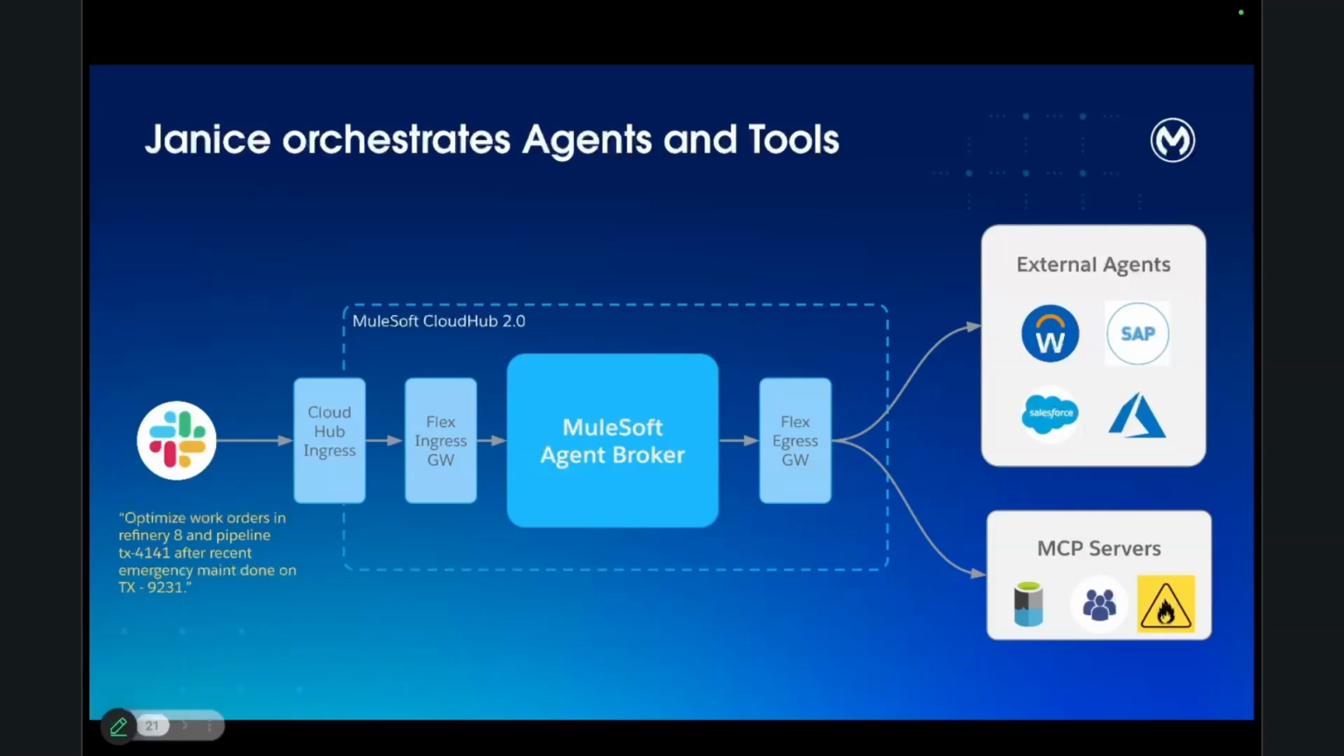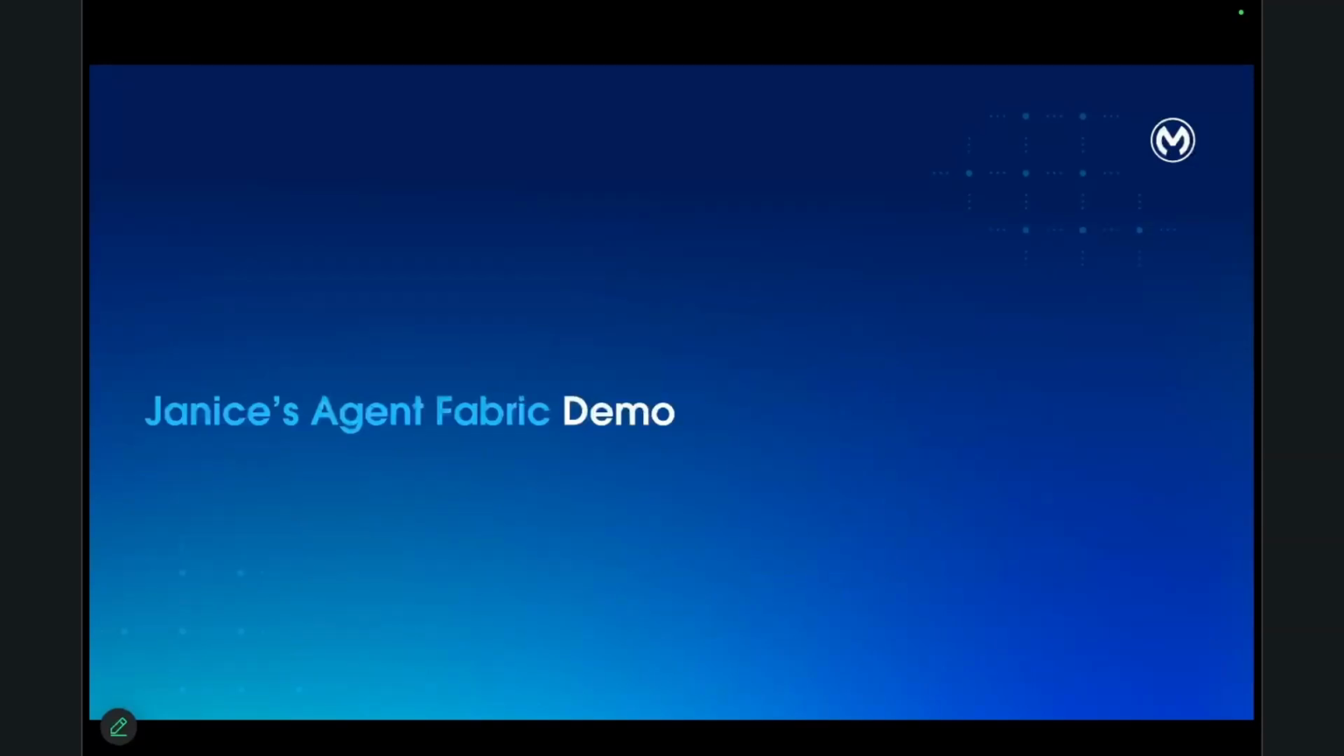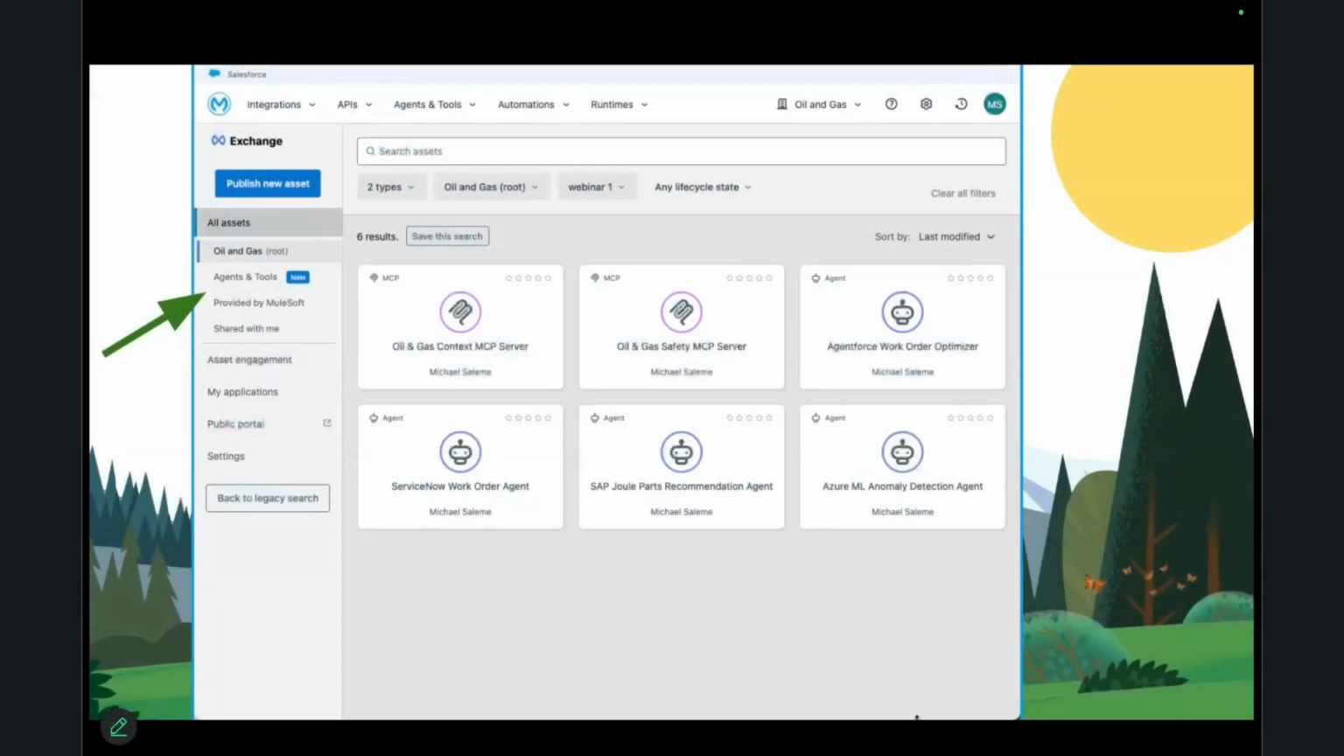Getting a Slack message or a Teams message that says, let's optimize the work orders in my refinery number 8, 9 or 10, or whichever, and pipeline number, and factoring in recent emergency maintenance done on 9231. So all the agents have everything they need to look at the backlog, look at the maintenance history, look at the prioritization, look at the safety procedures, look at the resource availability, and be able to produce an answer. Let me just give you a glimpse under the hood of what Janice did to make this real.